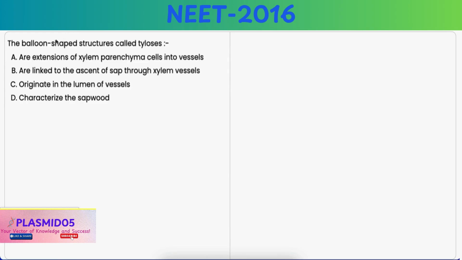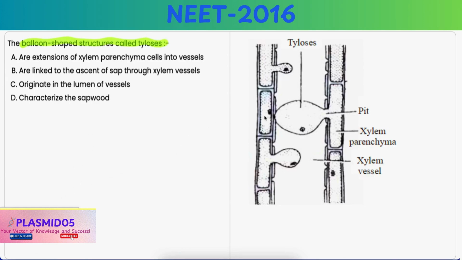In this question, you have to identify the statement that is true regarding the balloon-shaped structure called tylosis. Option A, are extensions of xylem parenchyma cells into vessels. Now, tyloses are balloon-shaped outgrowths of the xylem parenchyma cells that extend into the lumen of the xylem vessels, and it often blocks the vessels. And this appears typically in response to injury or infection, and that helps to prevent the spread of the pathogens. Hence, it is the correct option.